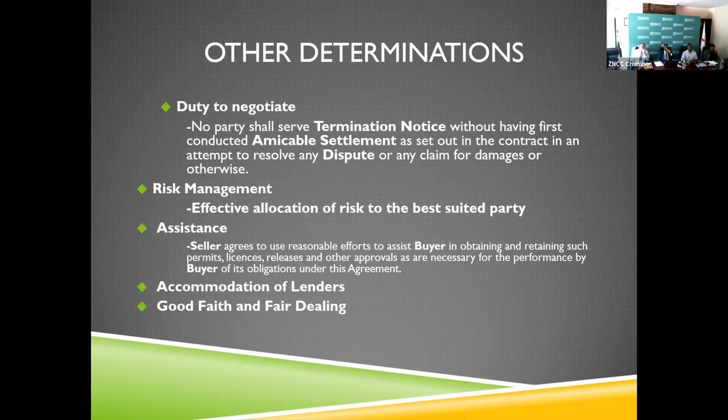Then one thing that I always put in contracts is a duty to negotiate. So that before you do any termination or any big decision that will change significantly your performance on a contract, there has to be a duty to negotiate that is entrenched in the contract itself.